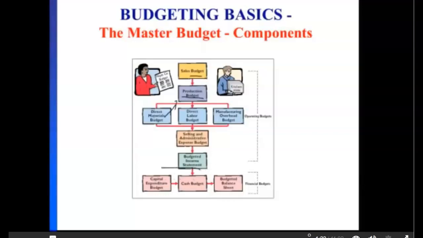Now, the financial budgets are down here. The capital budget is long-term, that's 5 years. We're not interested in that in this chapter. What we are interested in is the cash budget. We must make sure we have enough cash to pay the bills throughout the year as those bills come due.